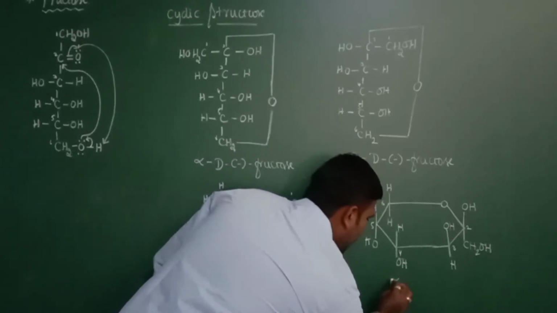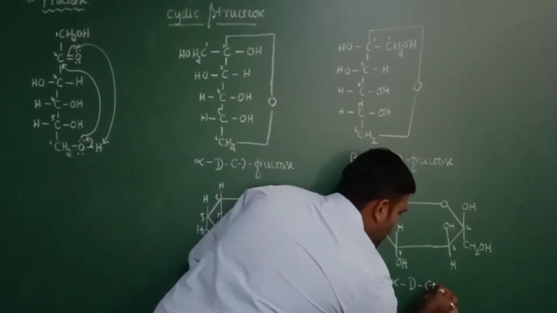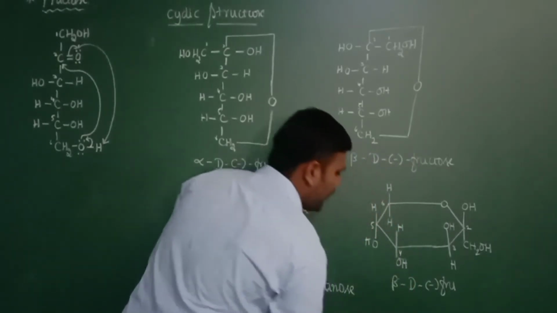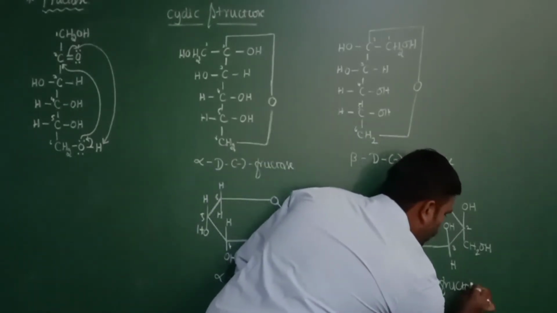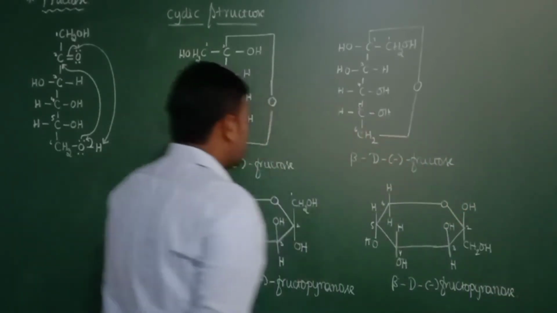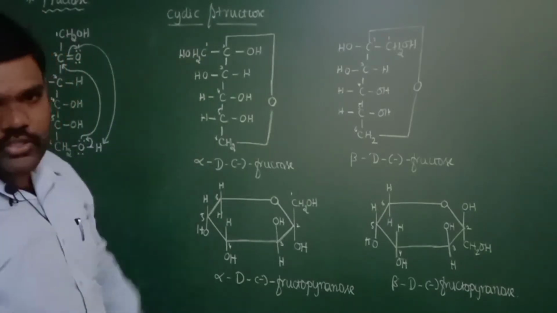And let us write the name. Alpha D minus, it's the beta form. So beta D fructopyranose. So these are the Haworth forms of the fructose molecule.